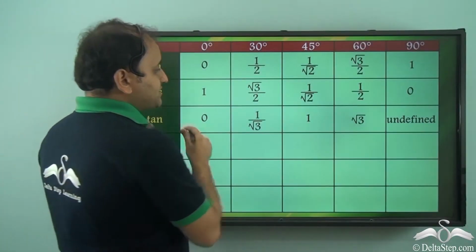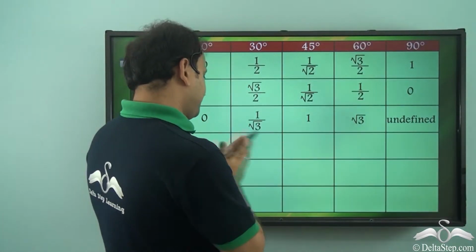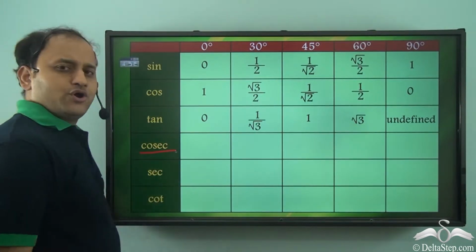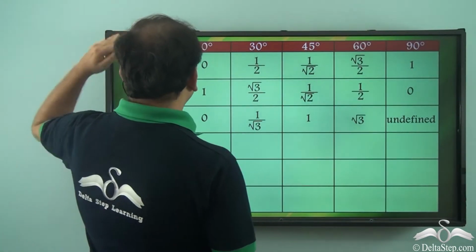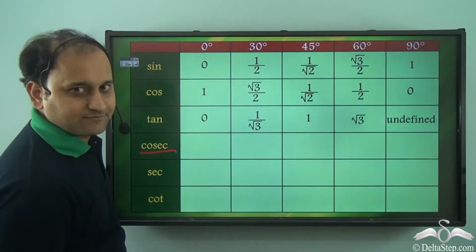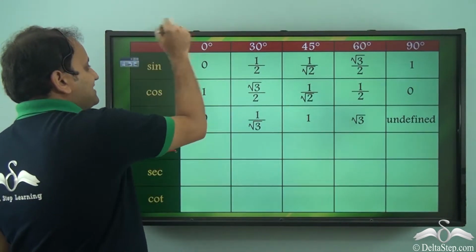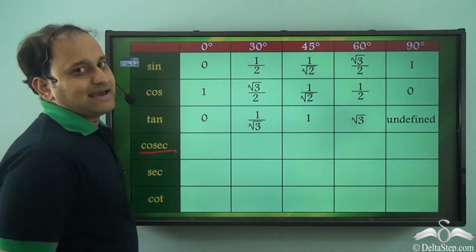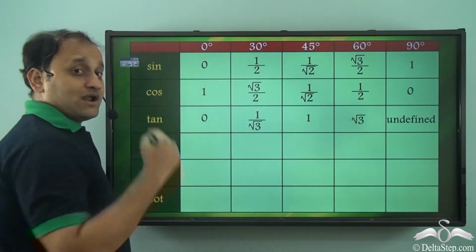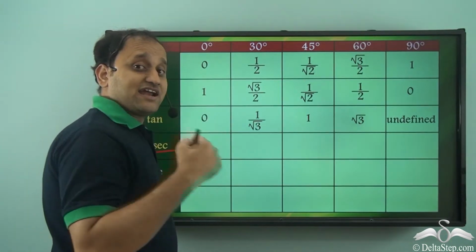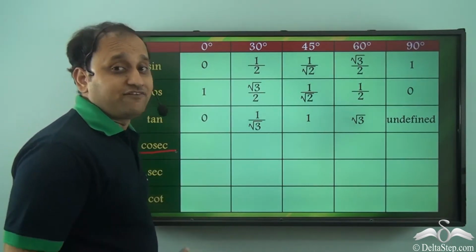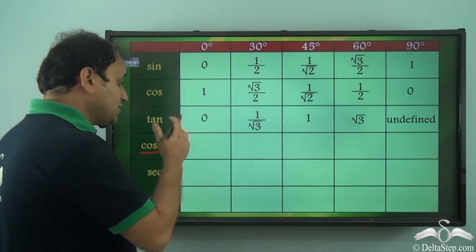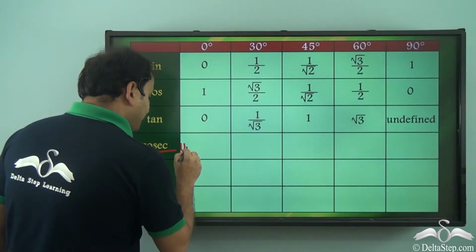So now we have got the values of tan. Next, let's come to cosec. Now cosec is simply the inverse of sine. That is, if you have sine 0 degrees, then cosec will be 1 by 0. Now again, 1 by 0, that is 1 is divided by 0. This is undefined. Any number divided by 0 is undefined in mathematics. So this will be undefined.